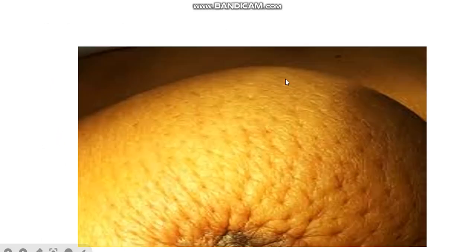Now this is the peau d'orange. As the name suggests, it appears like the peel of an orange. This condition happens whenever there is a lymphatic blockage, and lymphatic blockage mostly occurs in the case of carcinomas. So this is a carcinomatous condition.